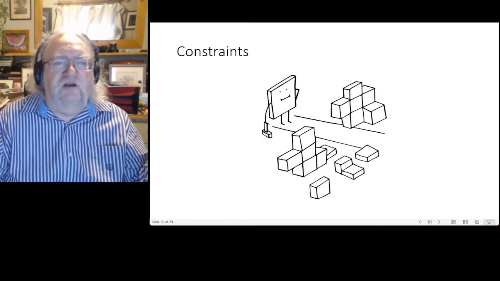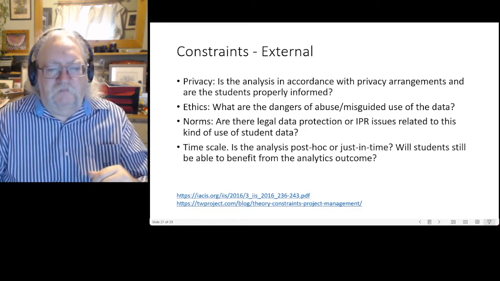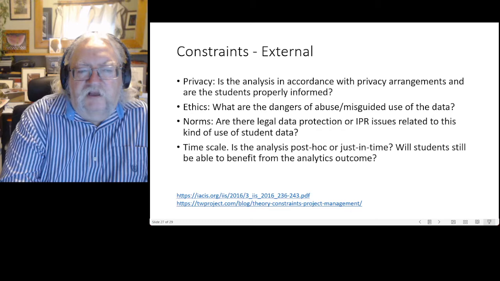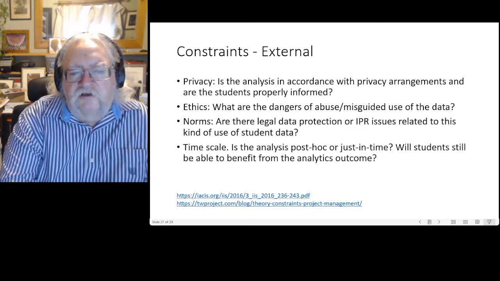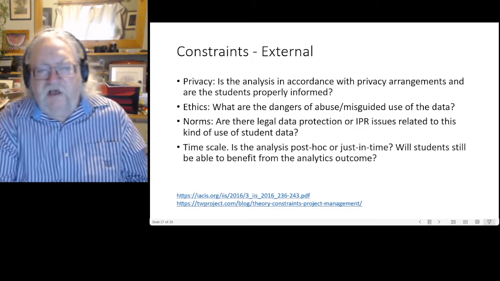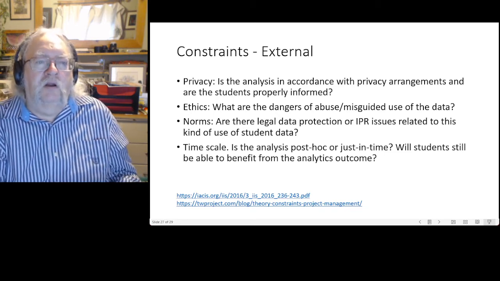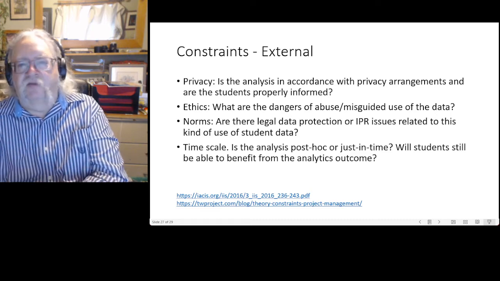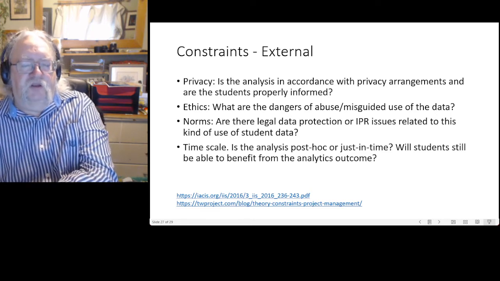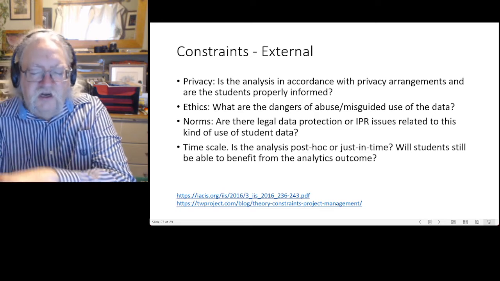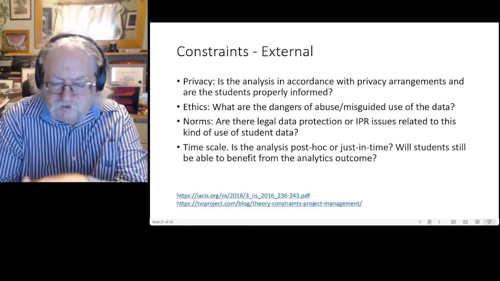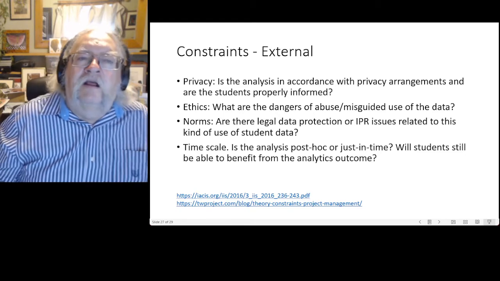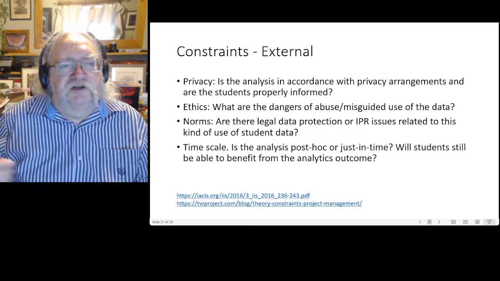Finally, let's look at some of the constraints. We can divide constraints into external constraints and internal constraints. External constraints will involve many of the constraints that we've talked about with respect to ethical issues. Now, these emerge as constraints, not as matters of ethics specifically, but rather in terms of policy and procedure environments.